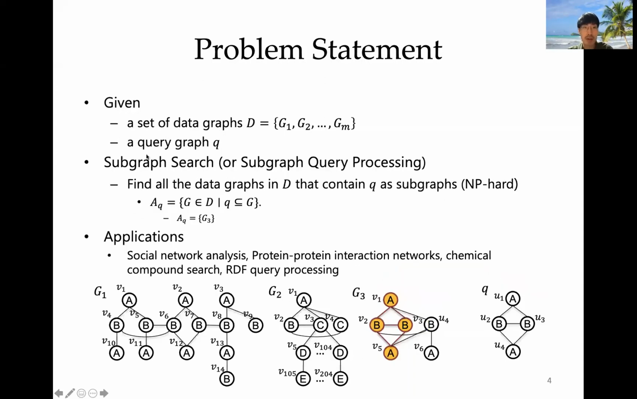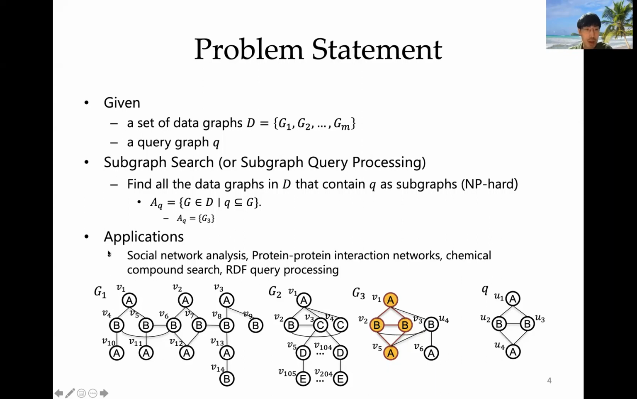Given a set of data graphs D and a query graph Q, subgraph search or subgraph query processing is to find all the data graphs in D that contain Q as subgraphs. So in the example below, with three data graphs and one query graph, the only data graph that contains Q as a subgraph is G3. So we output G3 as the answer set for this problem.